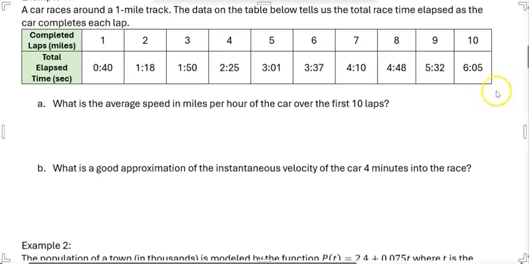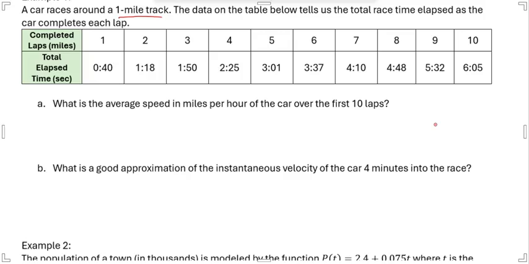We talk about a car racing around a 1 mile track here. Now, if a car's going around a track, you might think the laps are probably fairly consistent in time, but not exactly. So let's see what I mean here. One lap took 40 seconds. By the time they finished the second lap, that was 1:18. But if you went back and just doubled 40 seconds, you could see that would actually be 1:20. So it appears that the second lap was even faster. The third lap took another 32 seconds or something. So not all the laps are the same rate.